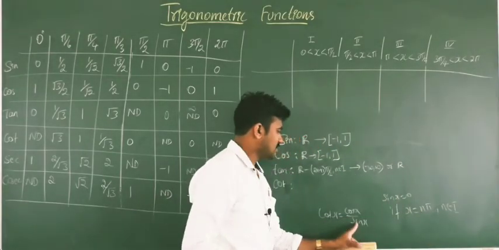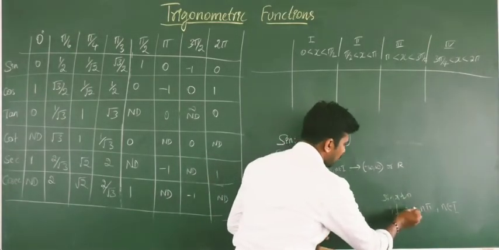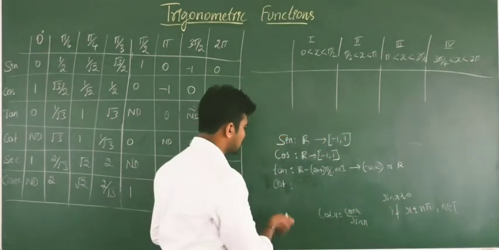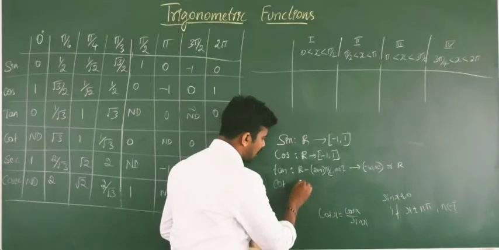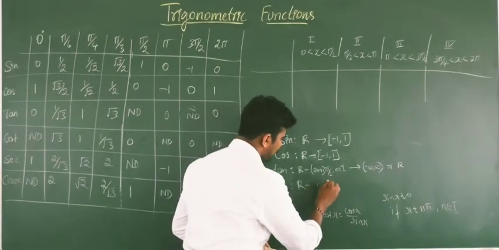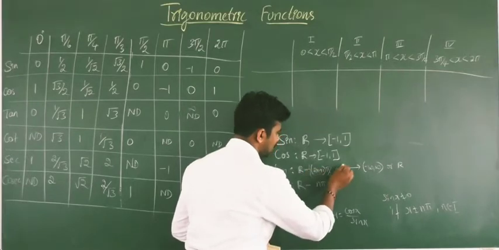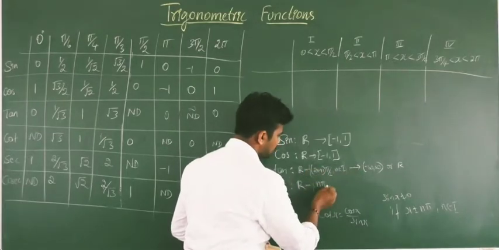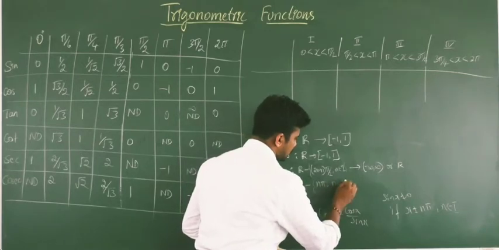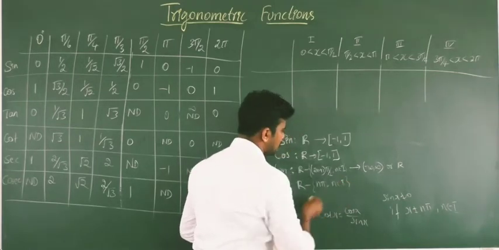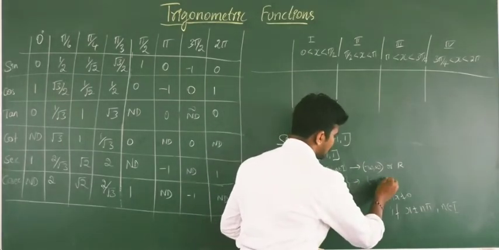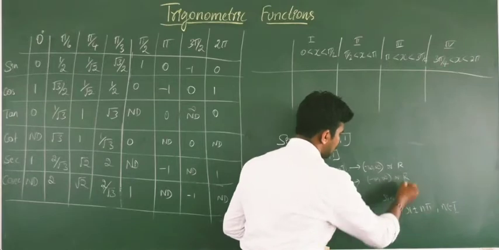But here sin x is not equal to 0 to define cot x, so here x should not be equal to n pi. So the domain of cot is R minus n pi, where n belongs to Z, or integer. Integer means Z only, that is the same notation. Here also the range is real numbers.